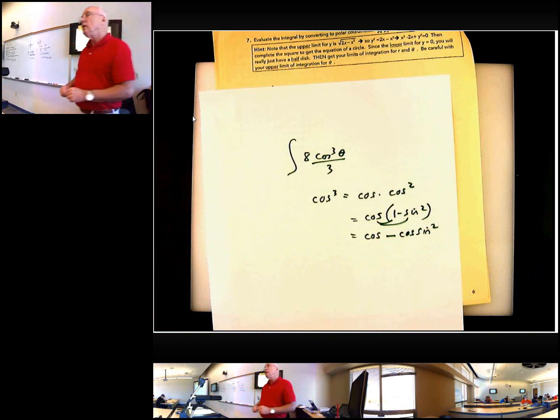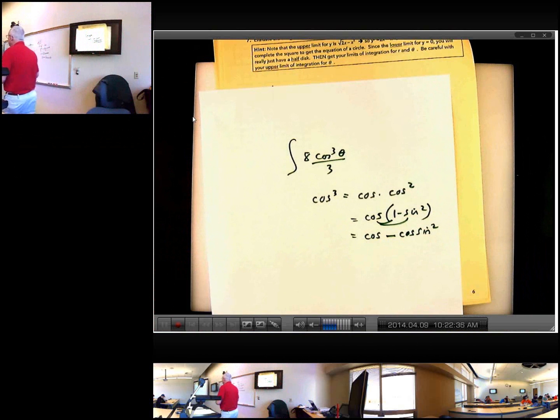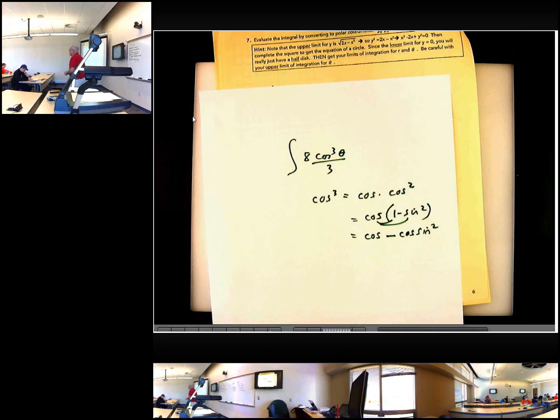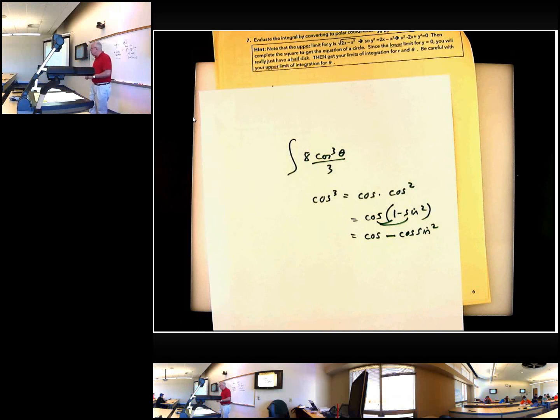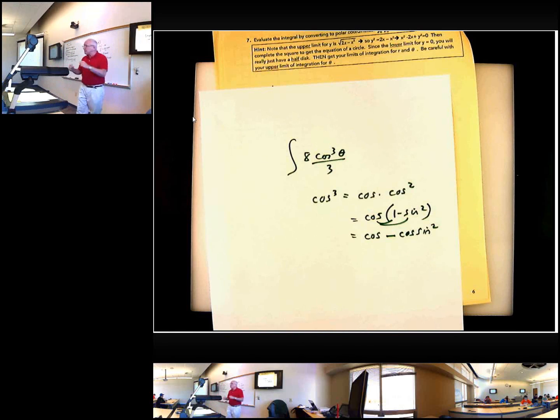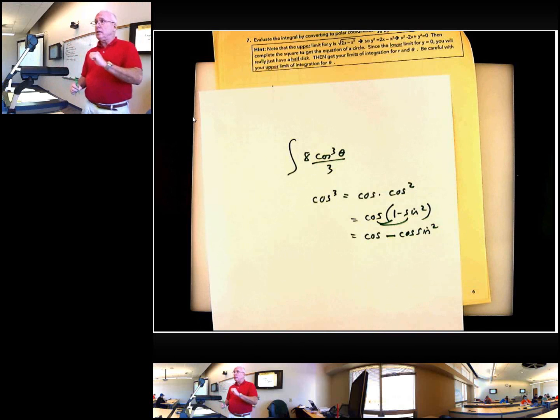Jenna is stating that at the end of this problem, you end up having to integrate 8 cosine cubed over 3. I'm not verifying whether that is true or not, but her question was, how do I integrate cosine cubed? Do you see how you do that now?